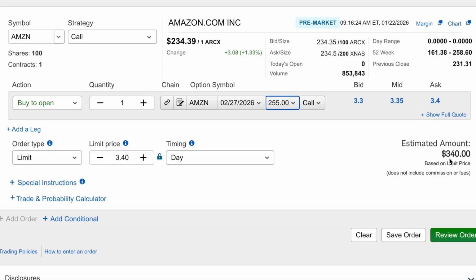It will cost us $340. Now you have to think about this. I want to ask you some questions. Would you really want to buy this call option here for $340 where Amazon only has 1 month essentially to get above $255? No, you probably wouldn't.